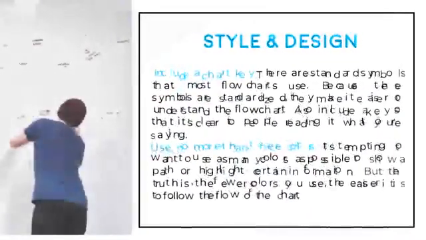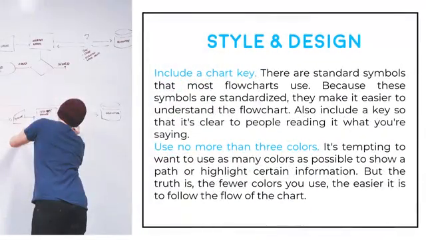Include a chart key. There are standard symbols that most flowcharts use. Because these symbols are standardized, they make it easier to understand the flowchart. Also include the key so that it's clear to people reading it what you're saying.